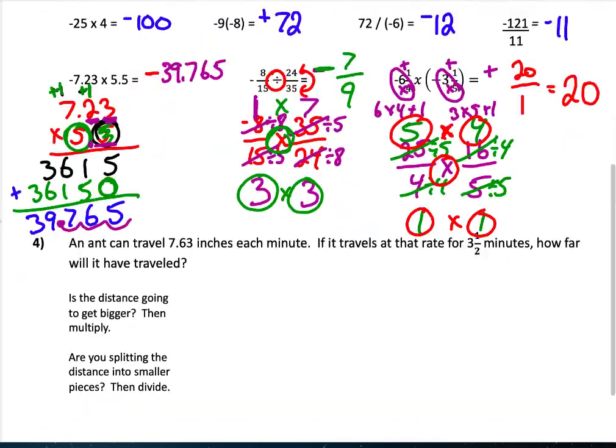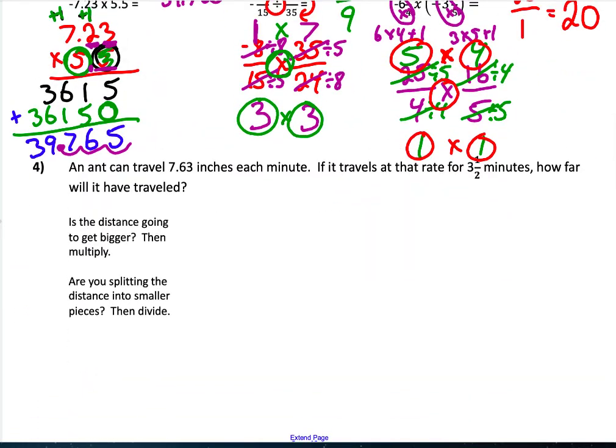All right, now into our word problems. And off to the side of the word problems, I gave you some questions to ask yourself, because the trickiest part is deciding, do I want to multiply or do I want to divide? So here are some ways to think through it.